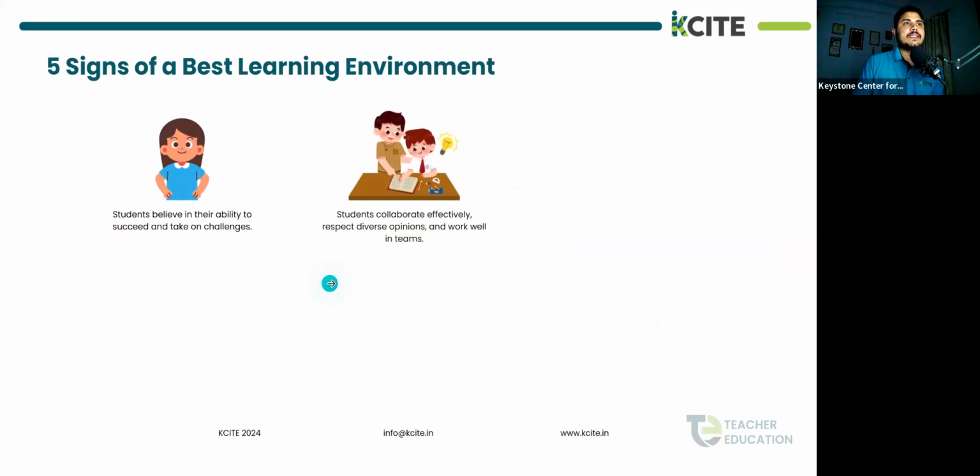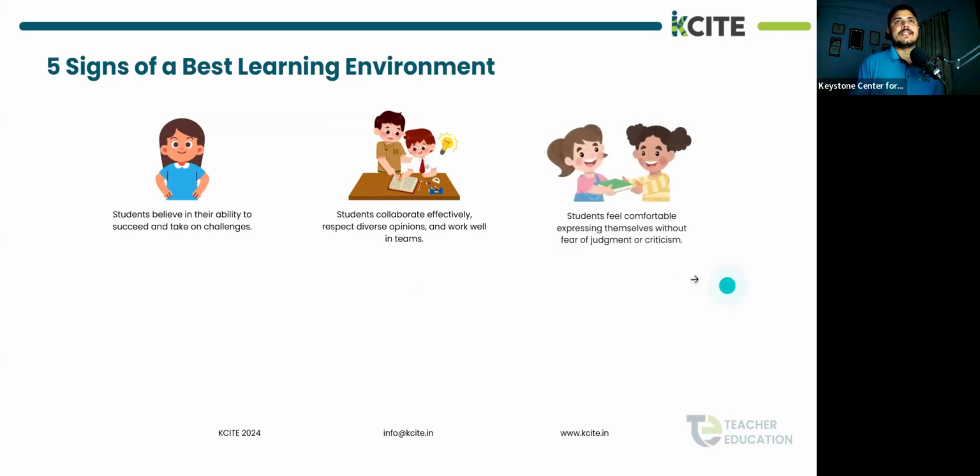All the aspects. The second thing, students collaborate effectively, respect diverse opinions, and work well in teams. Because there is no room for judgment, there is no room for criticism. Even if they want to give feedback, they give constructive feedback. That is when they start collaborating effectively and respect others as well.